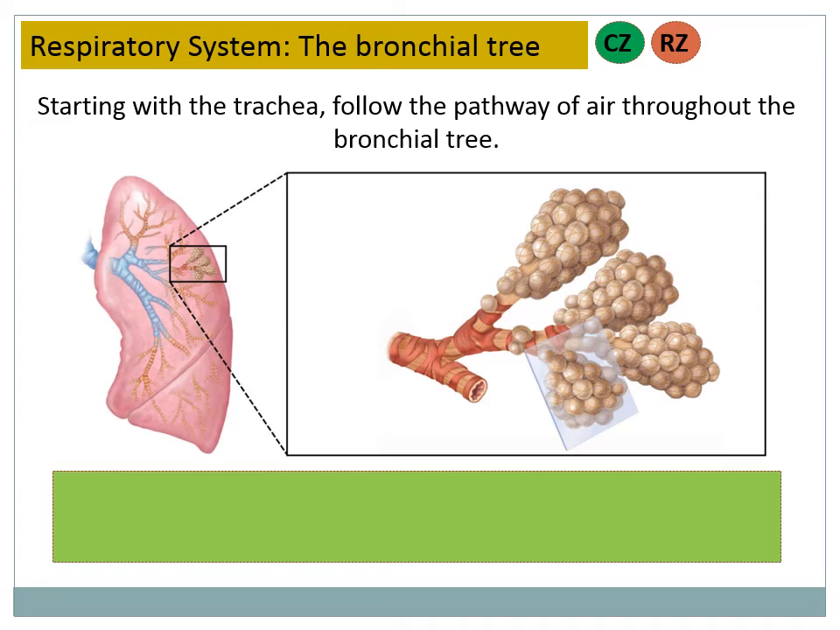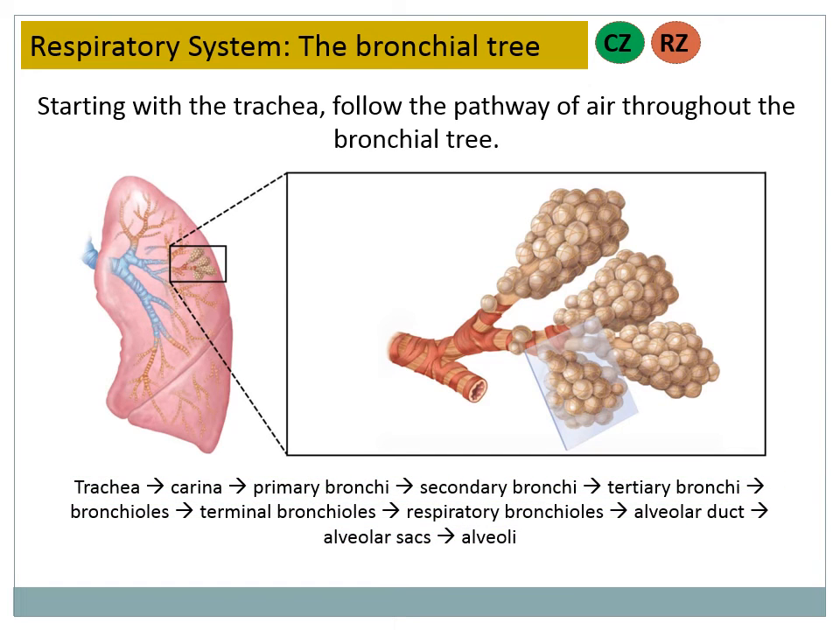So hopefully when you looked through your notes here, you were able to see the pathway. Starting with the trachea, we're going to go to the carina, right? The carina is where it splits. It then goes to primary bronchi, then to secondary bronchi, then to tertiary bronchi, then to bronchioles, right? So we have the trachea to the carina to the different types of bronchi to the bronchioles.